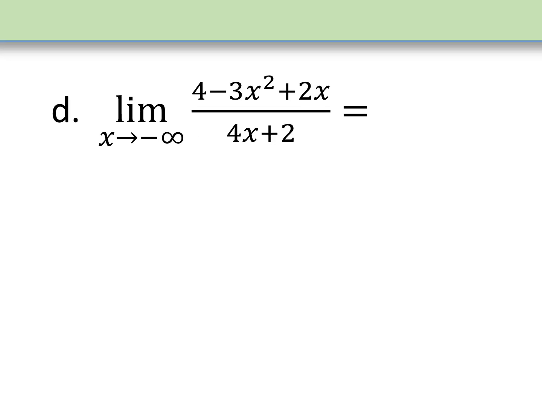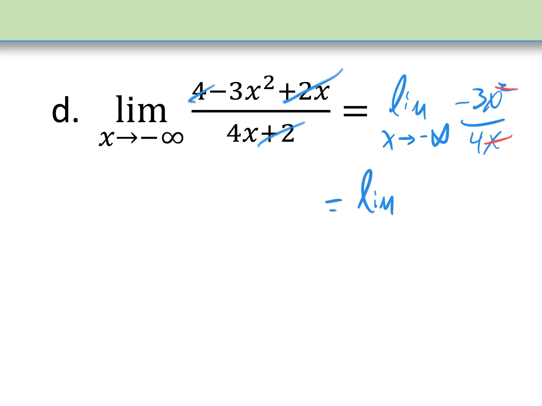Okay? Well, what about this? What happens as we go to negative infinity here? Same expression. Again, these cancel. And so this is the limit as x goes to negative infinity of negative 3x squared again over 4x. And again, one of these x's cancels with one of these. We can rewrite this as the limit as x goes to negative infinity of negative 3x over 4.